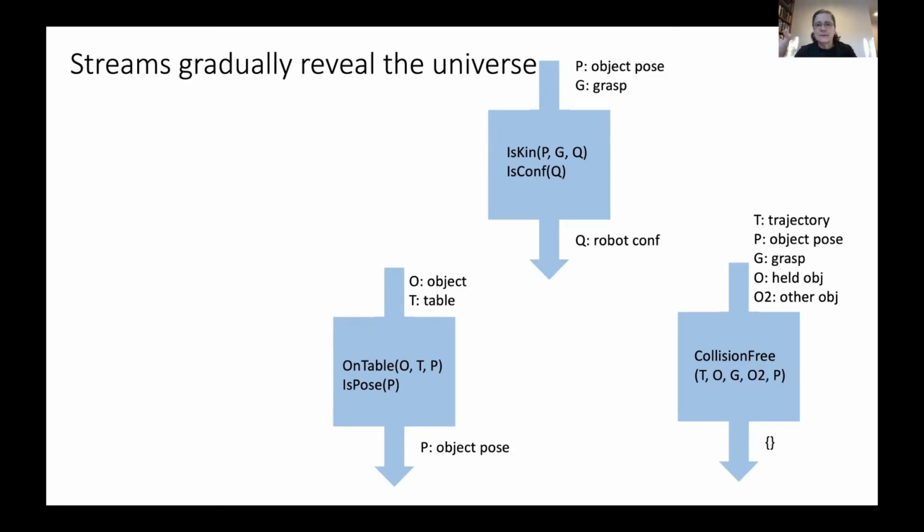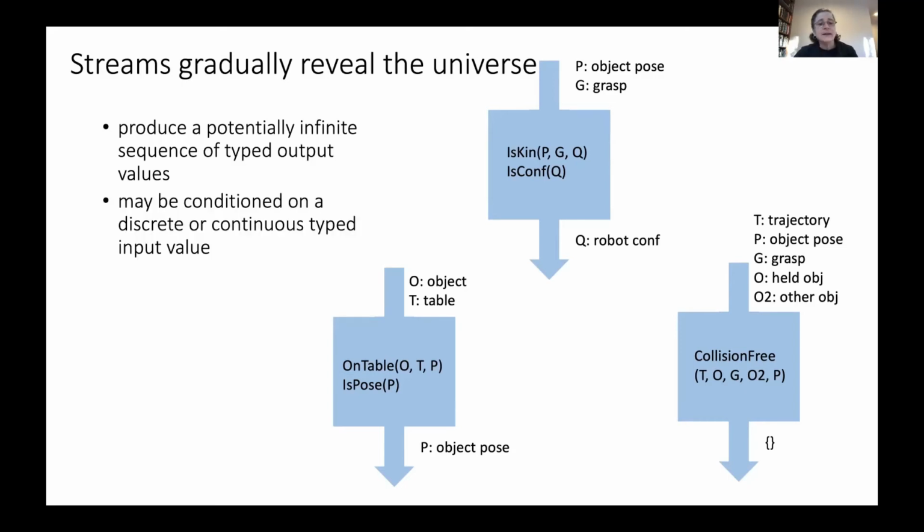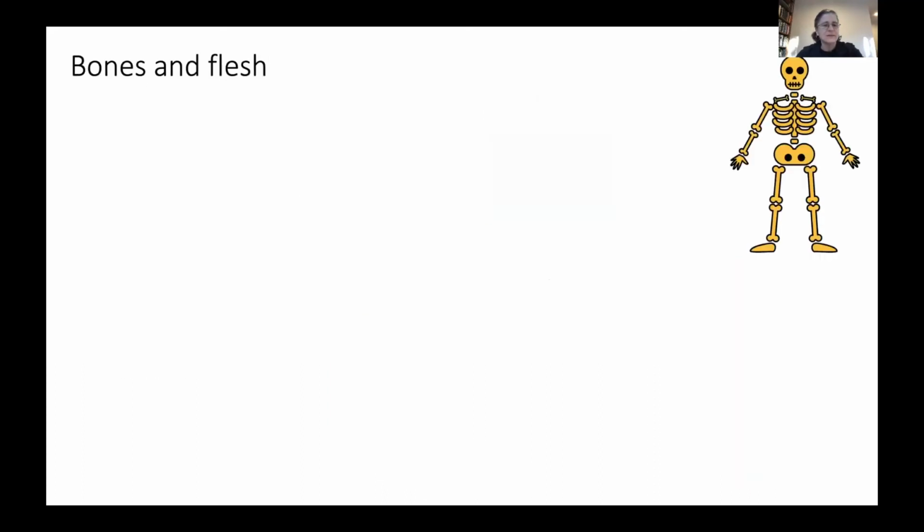So one way to think about it is that we're generating values of possible new constants in the world that can come with a certificate that they satisfy new static predicates that we didn't know about before. So they can produce a potentially infinite sequence of typed output values. They can be conditioned on discrete values or continuous values, and the values they output are guaranteed to stand in certain relationships to the values that came in. So they generate new static facts. Okay, so PDDLStream is a way of solving problems, and we're enthusiastic about that. And if you wanted to try it, you could do that.